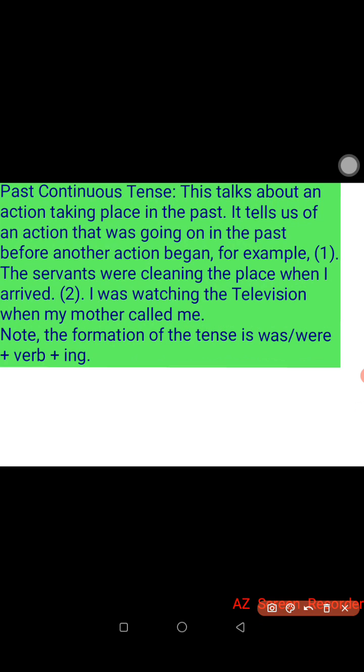Example 2. I was watching the television when my mother called me. That means at the time I was watching the television, my mother did not call me when I started, but while I was watching the television, my mother called me. That is why we say this tense talks about an ongoing action which is joined by another action.